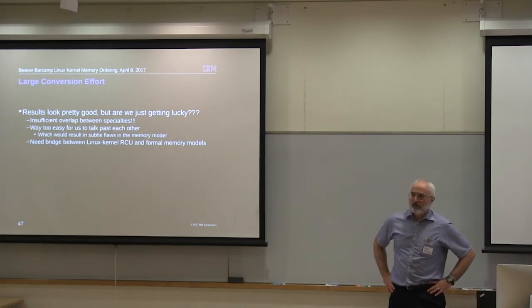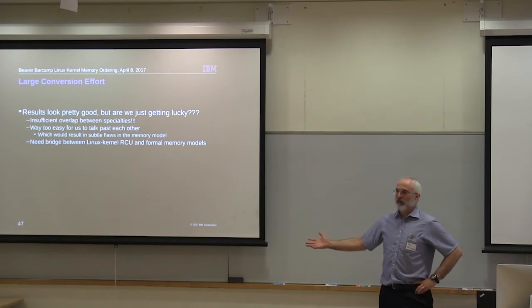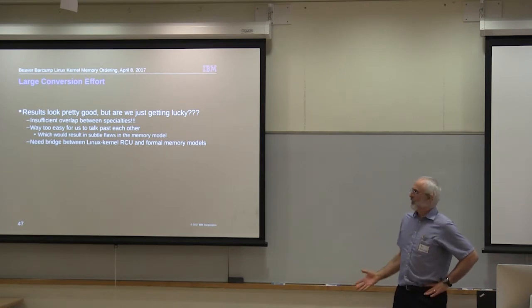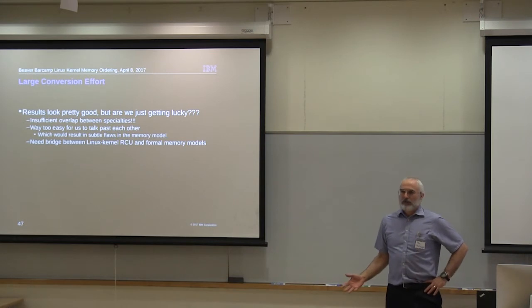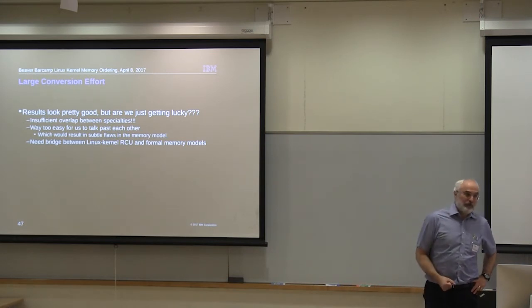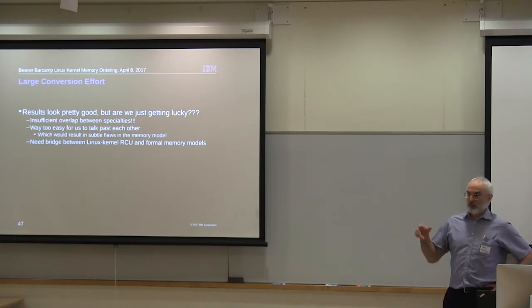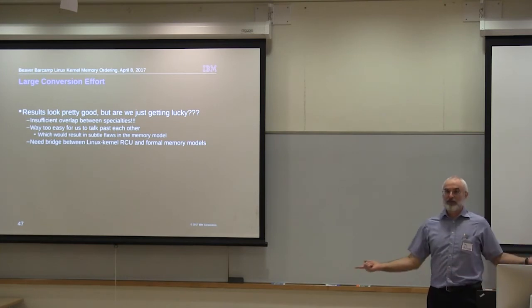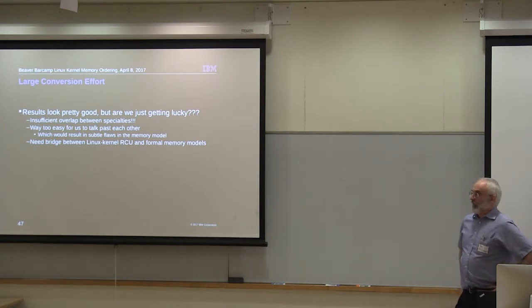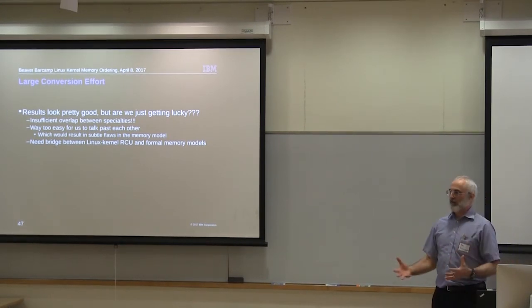Linux kernel hacker. Luke is a memory model theoretician. Andrea Parri is a PhD student, all right? And there isn't a whole lot of overlap between our specialties, which means it's really, really easy for us to be using the same words and meaning something entirely different. And if we do that, we've got a bug in the memory model. So we need some kind of a bridge between these specialties to make that work.